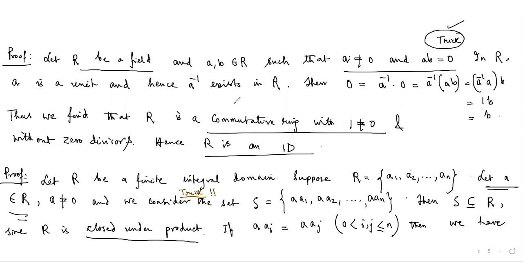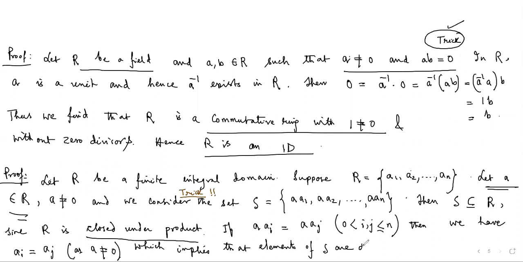Now I am trying to use the properties which I actually left for you to prove. So from there we can say that a_i equals a_j, as a is not equal to 0, which implies that the elements of S are distinct.